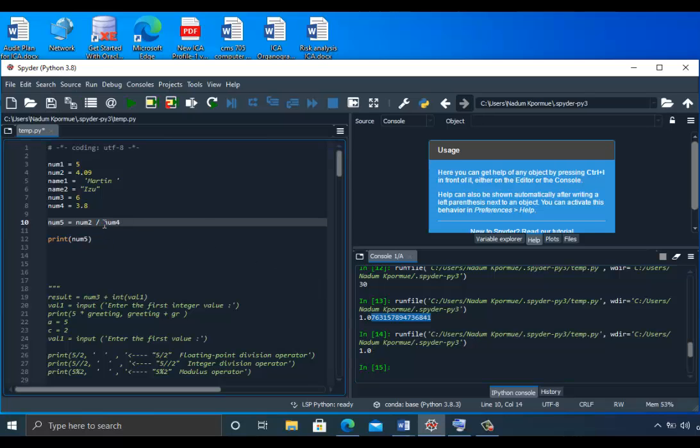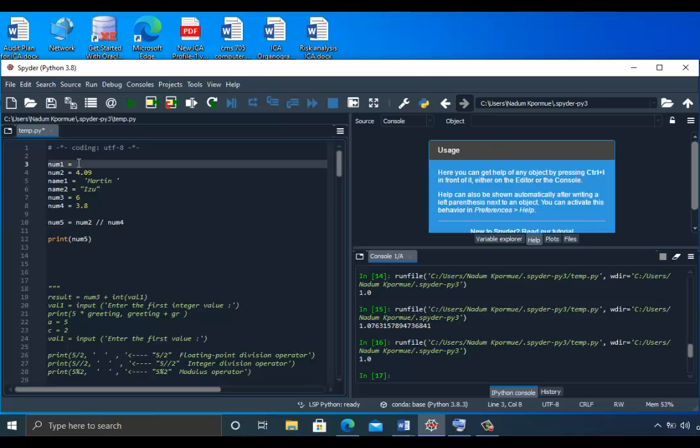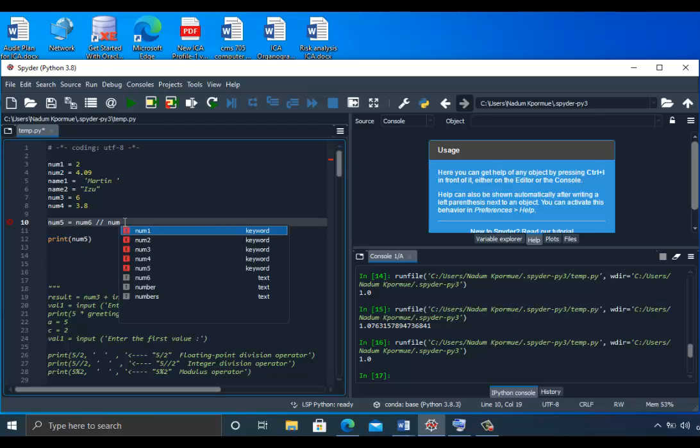If we make it the single division operator, we could see the answer there. Then if we use the integer division operator, we could see the result 1.0. So this is key; we should take note of this. Now if we are to change this to the normal operands, say num3 is divided by num1.